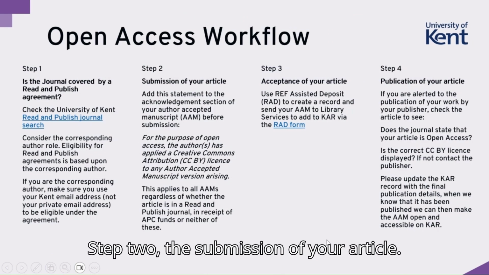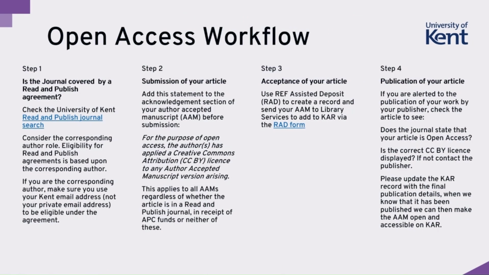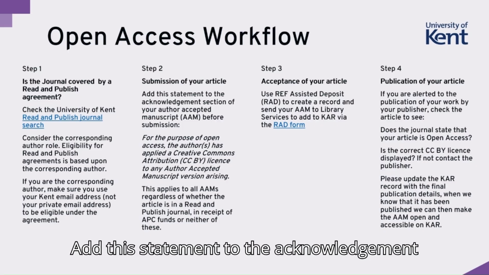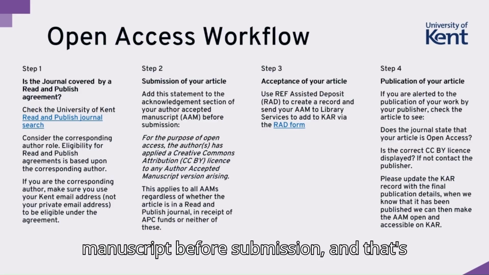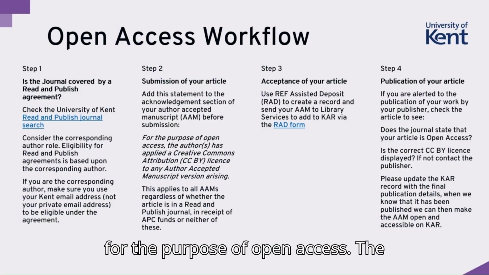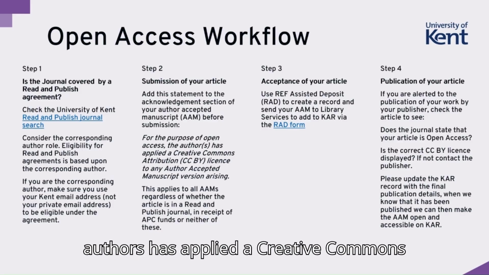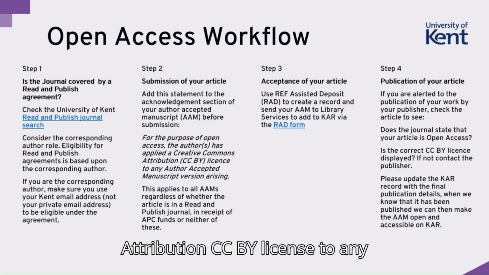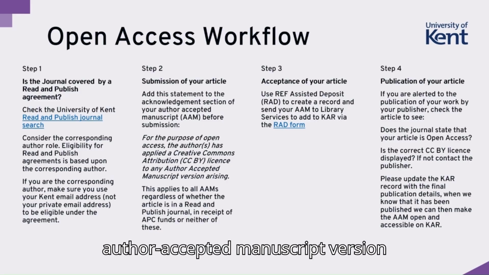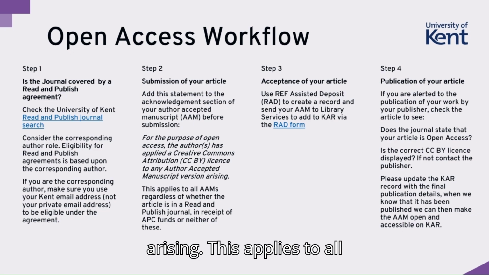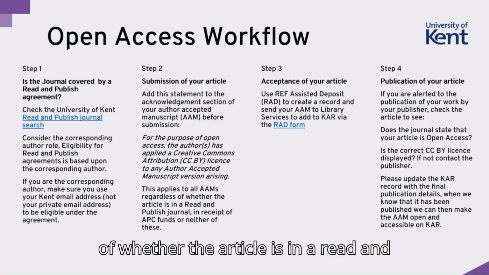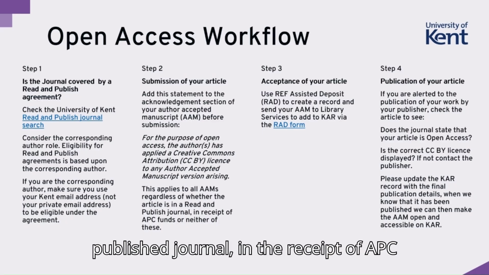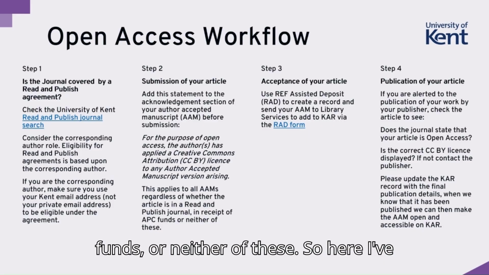So step 2, the submission of your article. Add this statement to the acknowledgement section of your author accepted manuscript before submission. And that's for the purpose of open access. The author has applied a Creative Commons Attribution CC BY license to any author accepted manuscript version arising. This applies to all author accepted manuscripts, regardless of whether the article is in a read and publish journal, in receipt of APC funds, or neither of these.